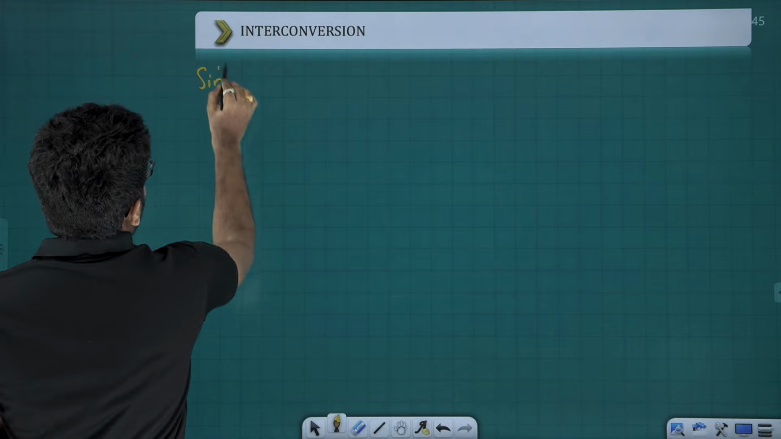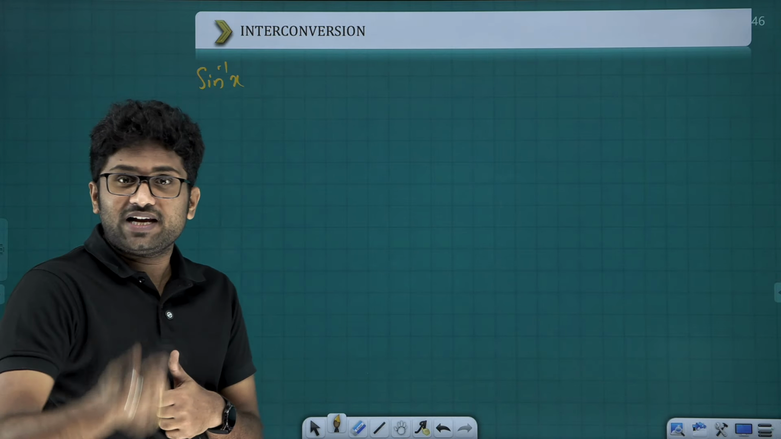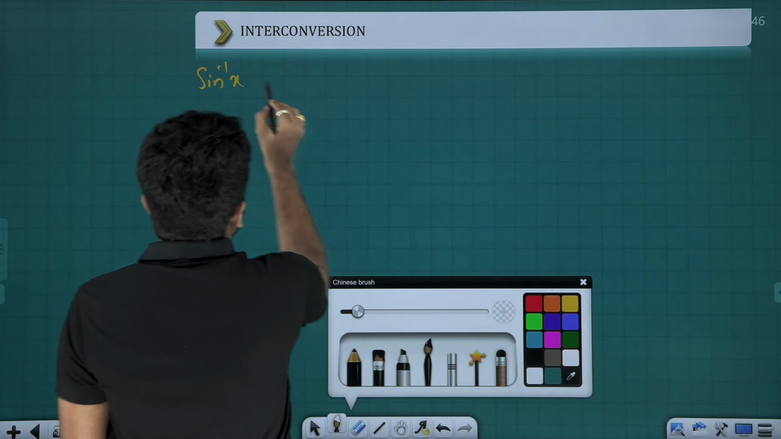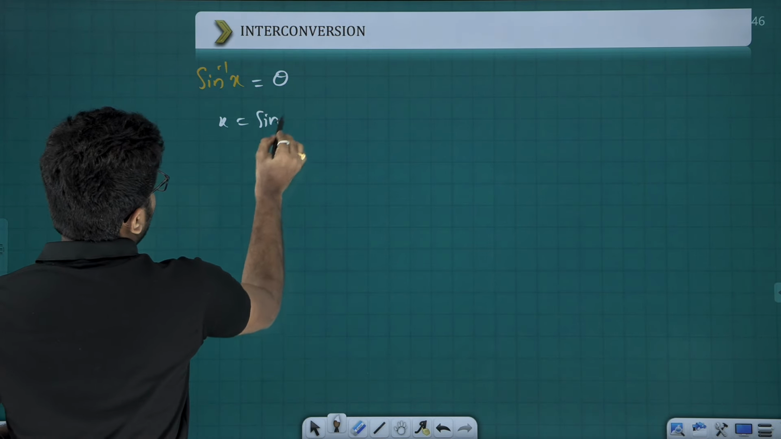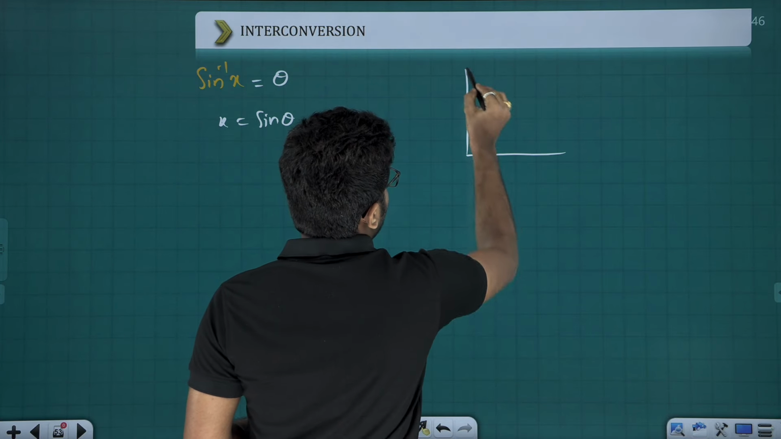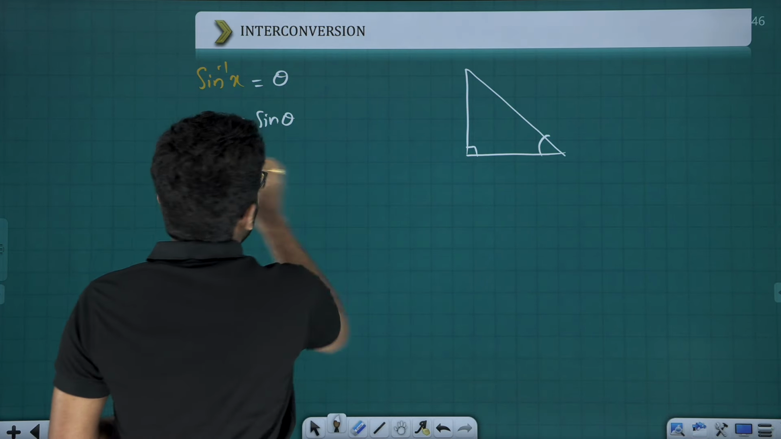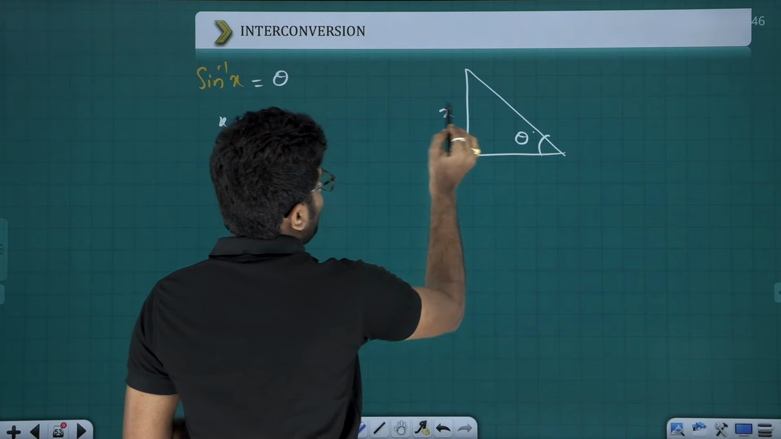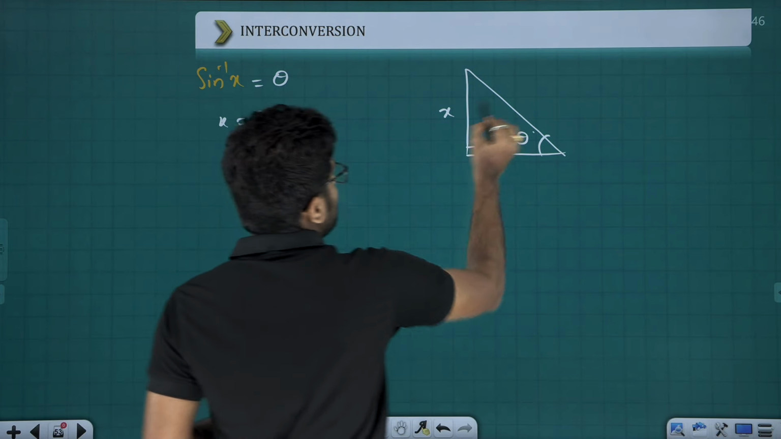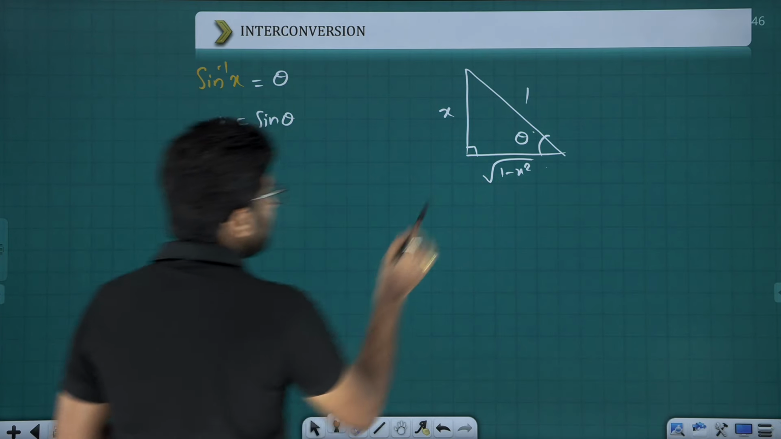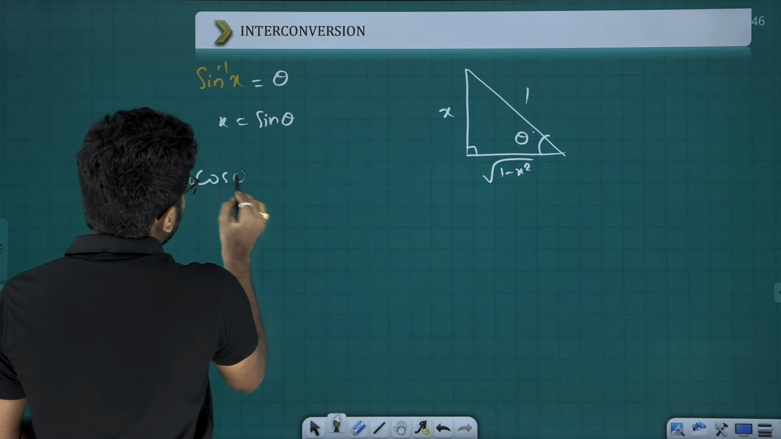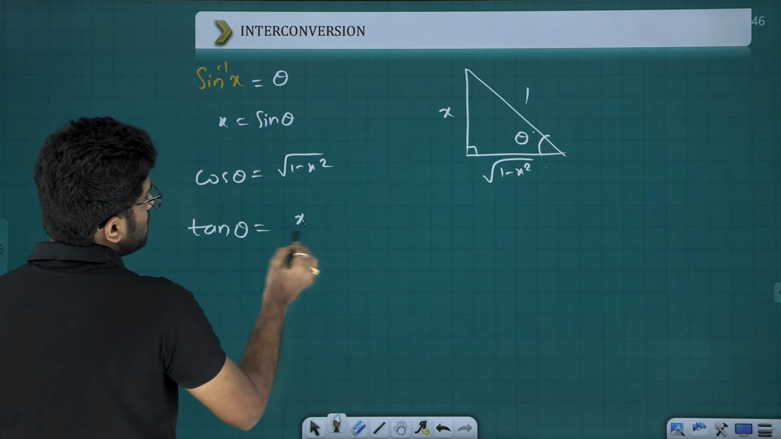Suppose we would like to express sin inverse x in terms of cos inverse or tan inverse. The thing that we do is just write it as some theta. From here we get x is equal to sin theta. Now take one right angle triangle. Now sin theta is equal to x means generally we know sin theta is equal to opposite over hypotenuse. So x by 1. Now this will be under root 1 minus x square. Now from this triangle, what is cos theta? Cos theta will be adjacent over hypotenuse. Tan theta is opposite over adjacent.